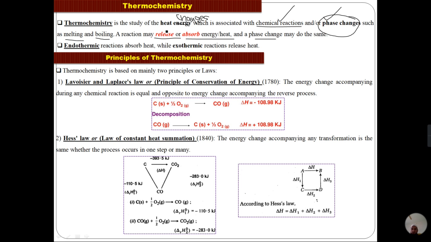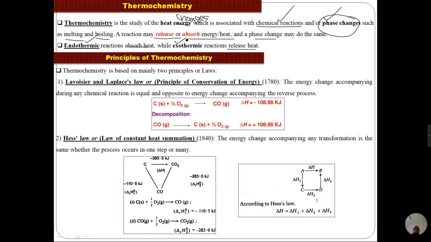Now, if during any phase transformation or any chemical reaction there is absorption of heat, this process is called an endothermic process, and if there is release of heat, it's called an exothermic process. So in thermochemistry we have endothermic and exothermic processes. Those chemical reactions or phase transformations which are accompanied by release of heat are called exothermic processes, and those accompanied by absorption of heat or energy are called endothermic processes. So this is all about the basics of thermochemistry.